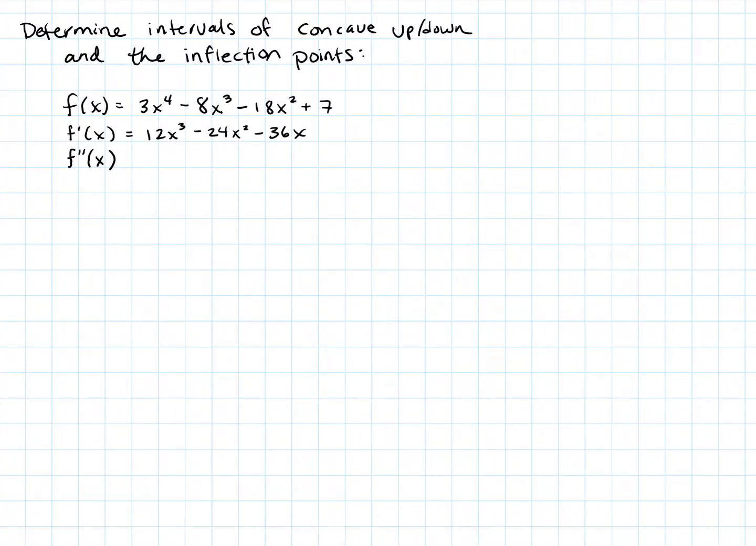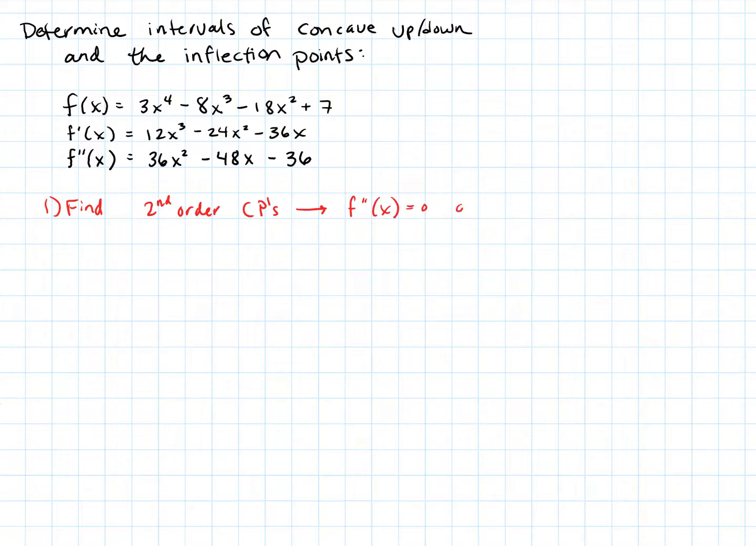So we're going to take the second derivative here. We get 36x squared minus 48x minus 36. And now we need to find the second order critical points. So we need to figure out where is f double prime of x equal to 0 or undefined.